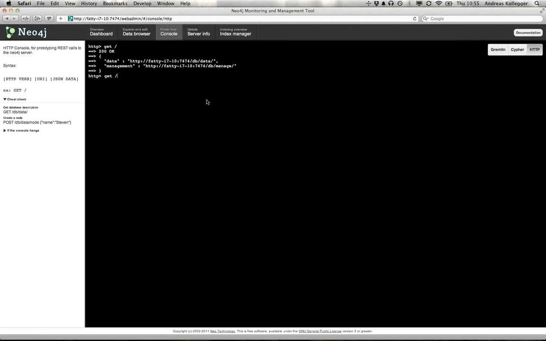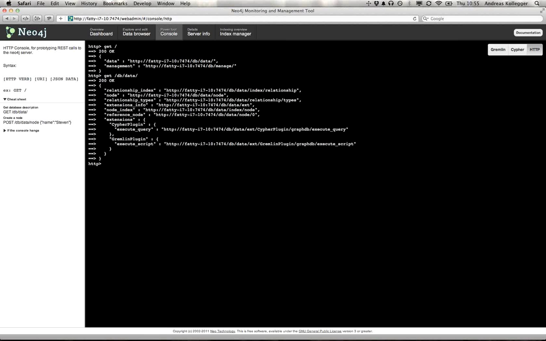So if we get DB data itself, it shows us where to look for a relationship index, where to look for nodes, where to look for relationship types, what extensions are currently being used. As always, it has a way to quickly find out where the reference node is, and it explains that we currently have 2 extensions that are available.